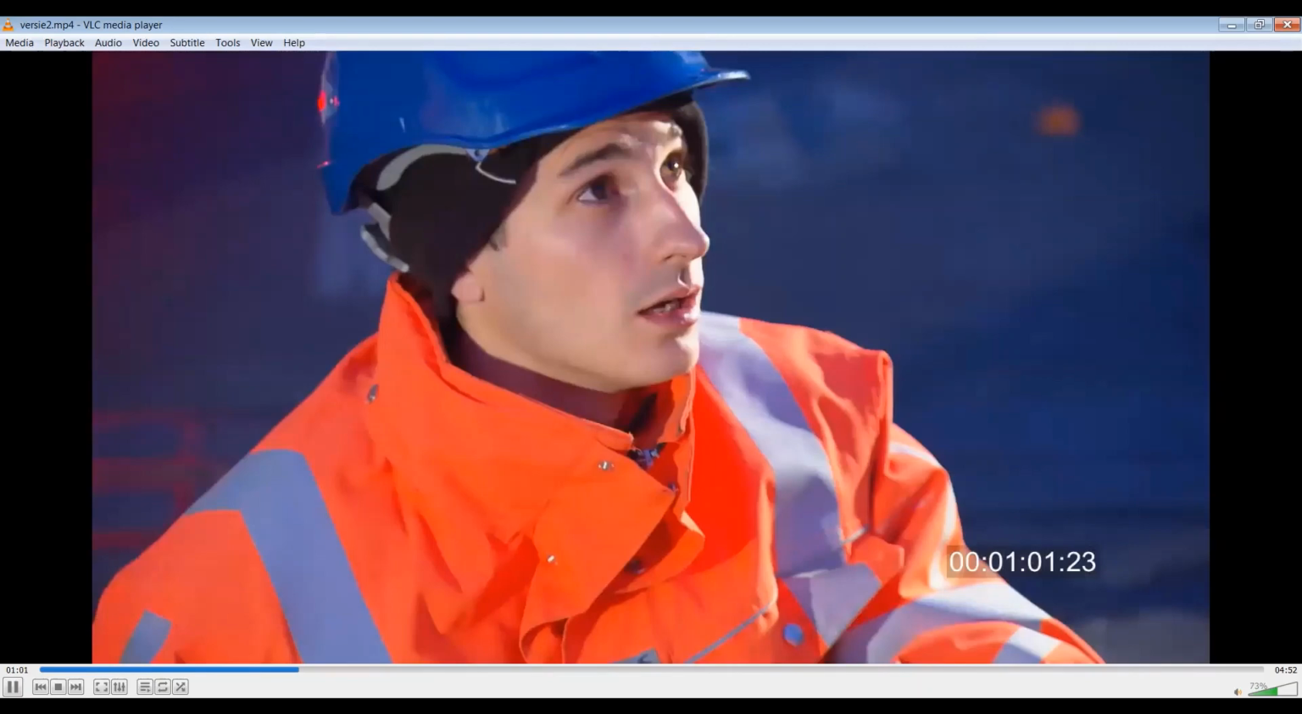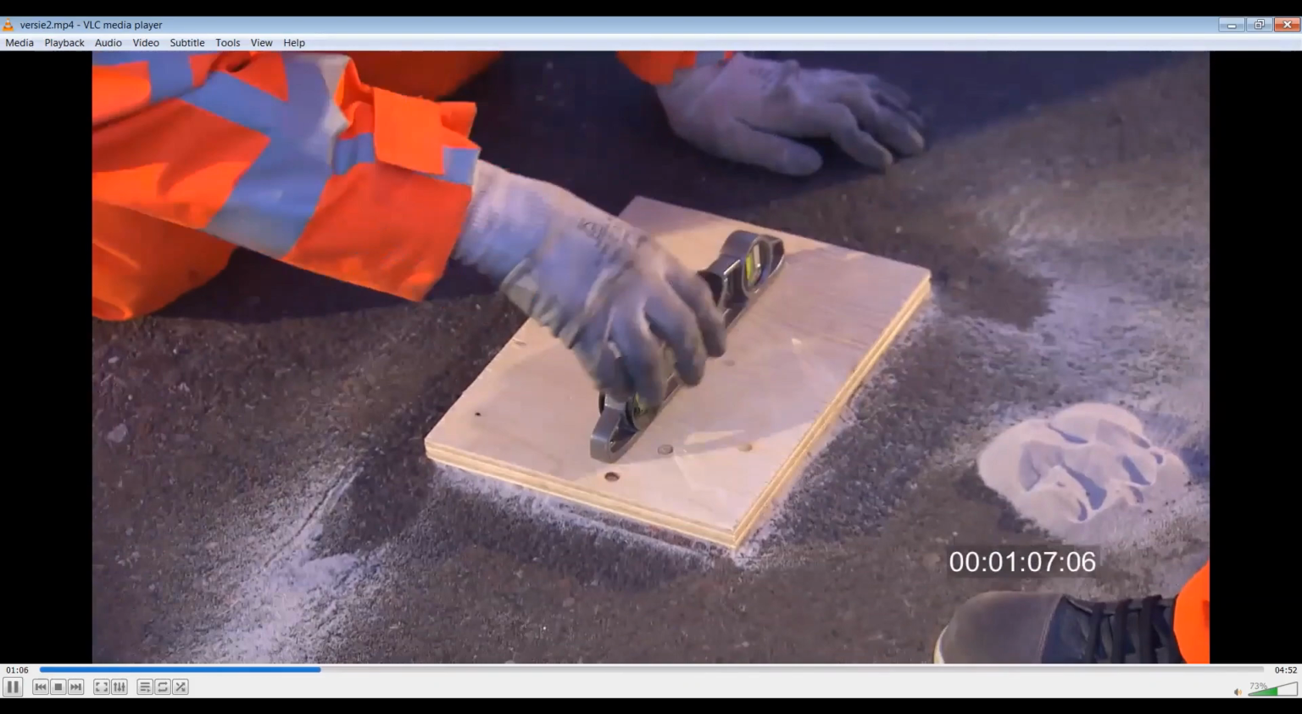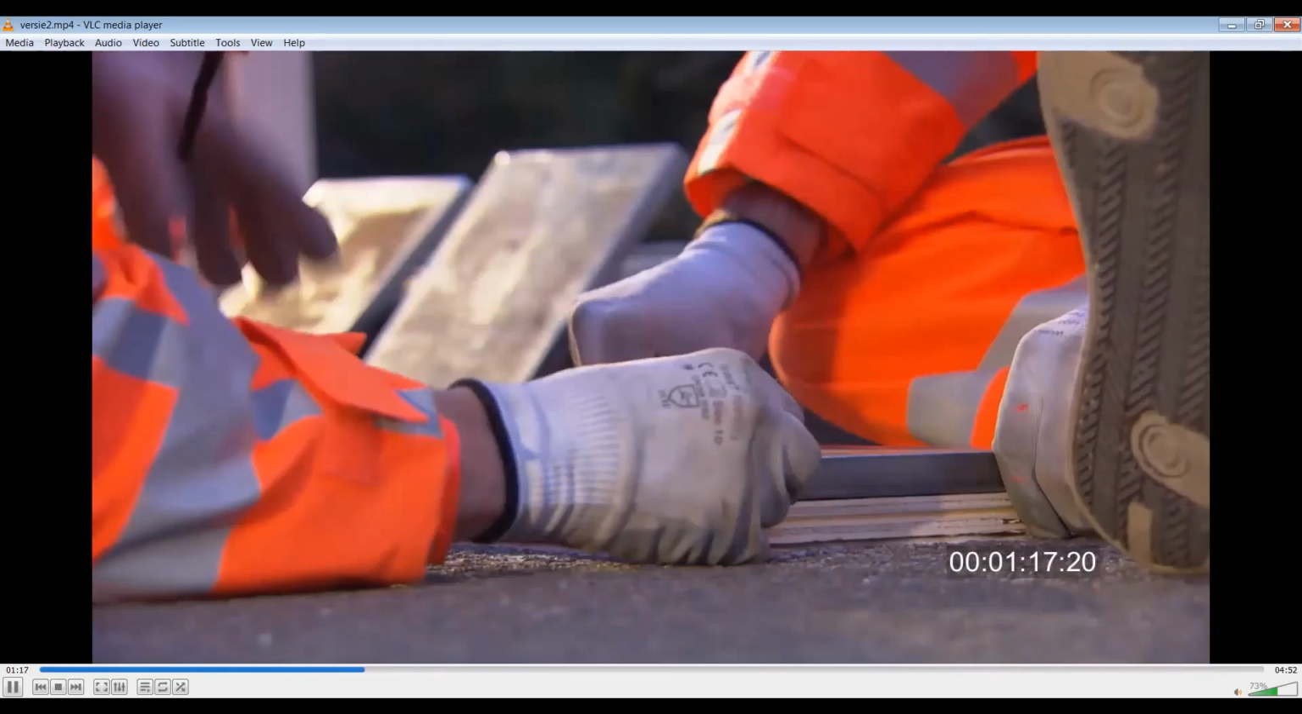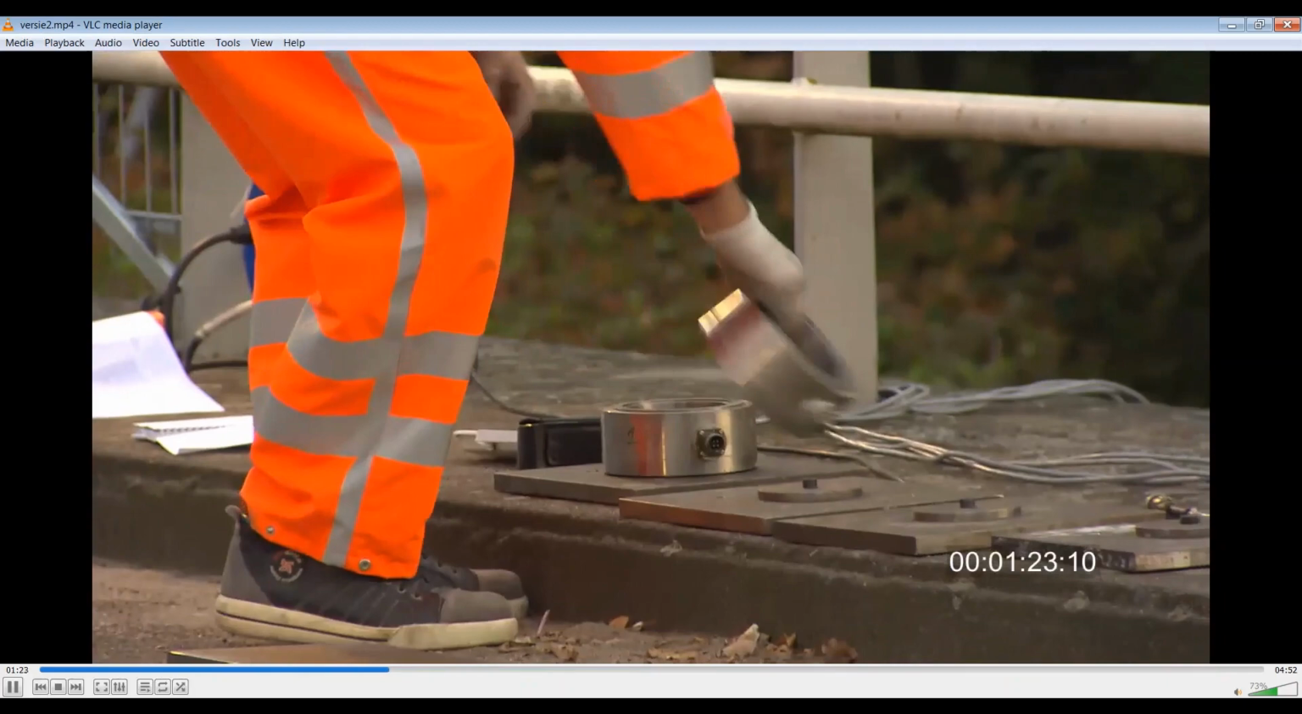So in this video, what you see is a time lapse of a proof load test that we did. And at this step, we are placing the load plates. So these are the four wheel prints as we have it in the Eurocode with the load cells to measure.